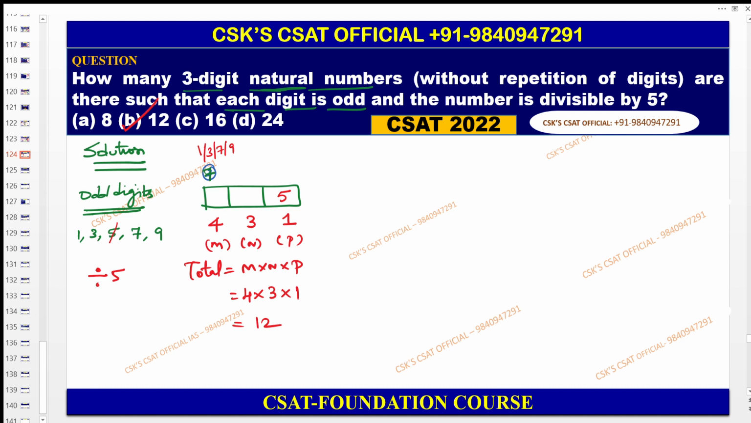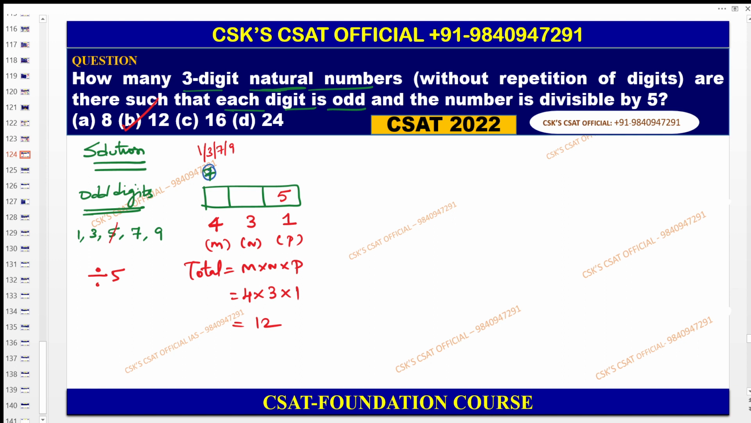Understood? Not getting why 4? Tell me, why is it 4? How many possibilities are there here? 1, 3, 7, 9. Understood? Okay. Fine.